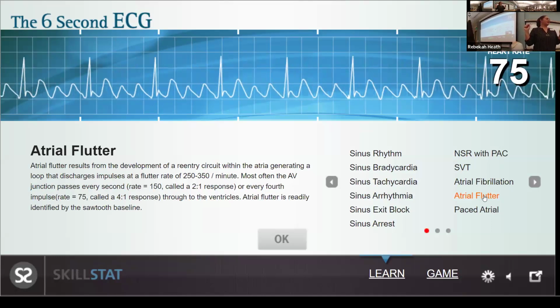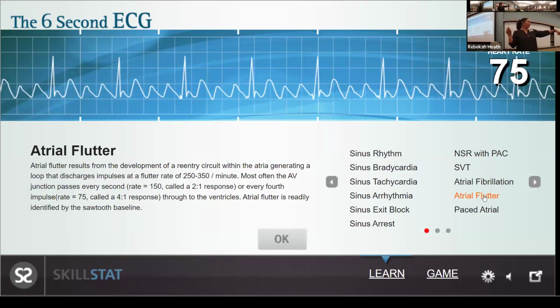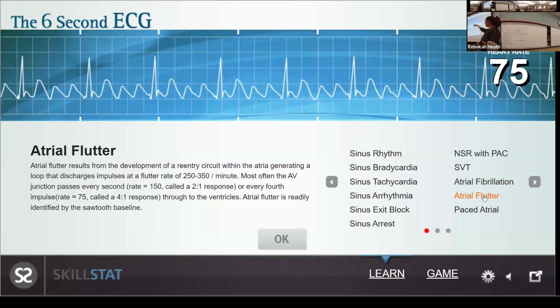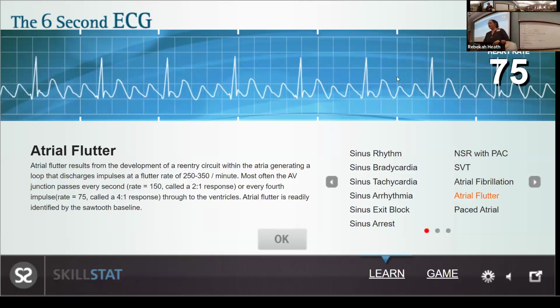Yes, the sawtooth pattern. See how it looks like if you ever cut wood with a saw, you go back and forth. It has that sawtooth pattern. If you see that sawtooth pattern and the QRSs are regular, marching on down in a regular pattern, that means we have atrial flutter. I like to think of the sawtooth pattern like butterfly wings fluttering along.